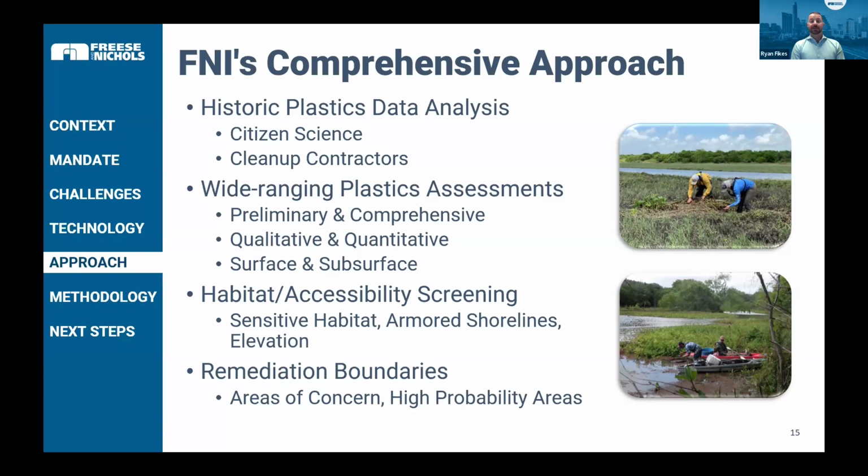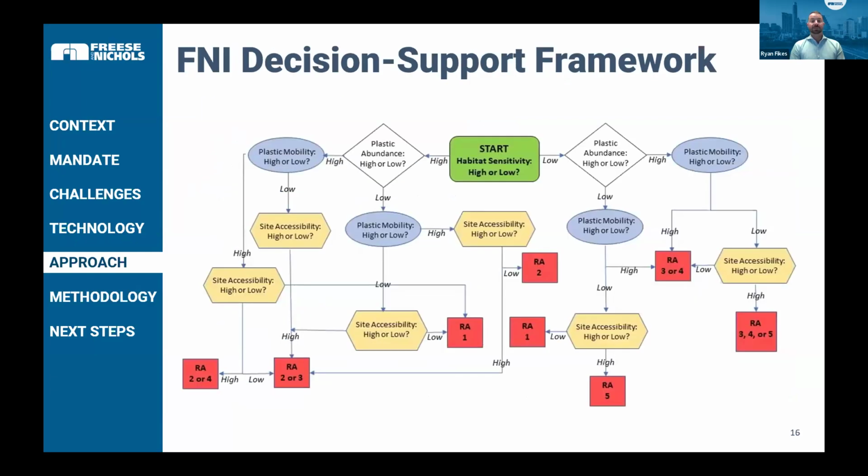And ultimately, that is all done to land us on remediation boundaries, which we have 2 different terms for. In our creek system, and this is where Blake's about to jump in and talk about how we do this, we assess and identify areas of concern. And in our bay systems, we look at high probability areas. So, kind of areas that are a little bit more ambiguous, given the large-scale nature of bays and the more dynamic movements within them.